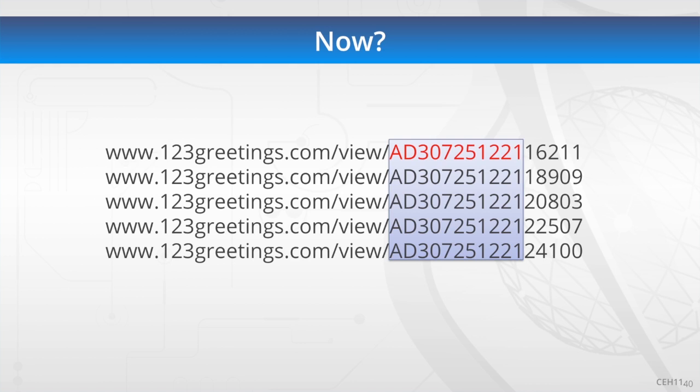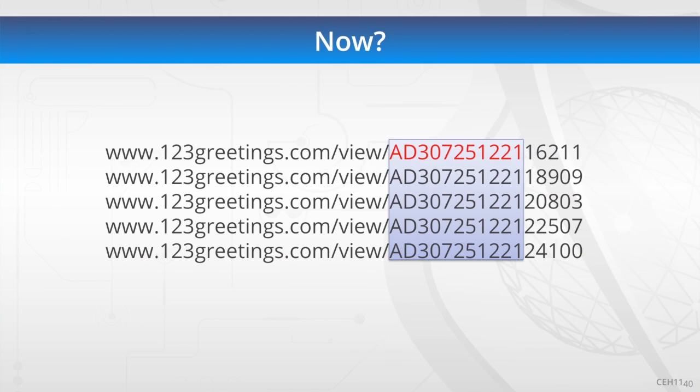3072512221 is all the same. The session ID is only random in those 5 digits for right now. And they're not very far apart. They're really only random increments, 16, 18, 20, 22, 24. See another pattern inside of there? What would be the next increment that you would see here?